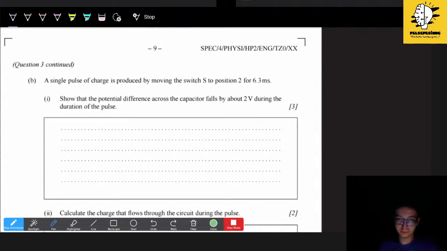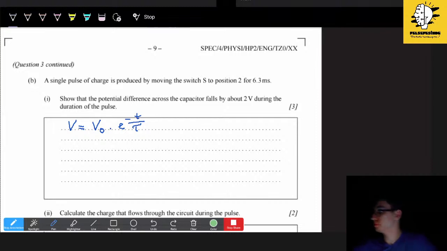Yep. Okay, so it is saying 6.3 milliseconds. Let's convert it into seconds. And let's first find the right equation: V equals V0 times e, this is Euler's number, to the minus t over tau. This is the time constant. I'm going to explain it. So this equation is saying the voltage when being discharged. And this is really important to know, because the IB does not write what those equations mean. This is only suitable for being discharged.